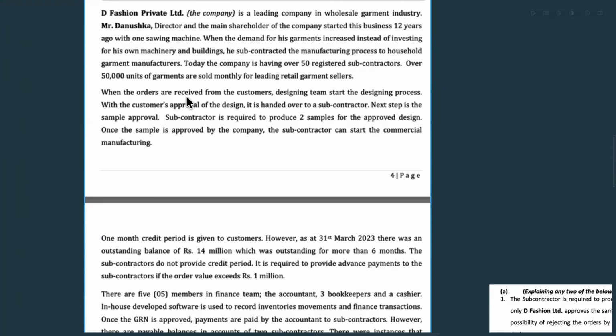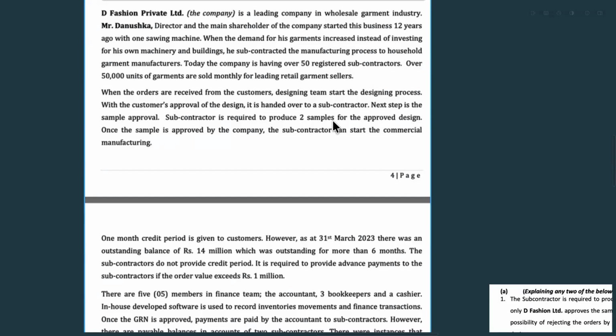Good. When the orders are received from the customers, the designing team starts the designing process. But before that, there is no approval. So we can say that's a deficiency. With the customer's approval of the design, it's handed over to the subcontractor. Next step is the sample approval. So after they have handed over to the subcontractor, they are making the sample approval, right? So the subcontractor is required to produce 2 samples for the approved design. Once the sample is approved by the company, the subcontractor can start the commercial manufacturing.